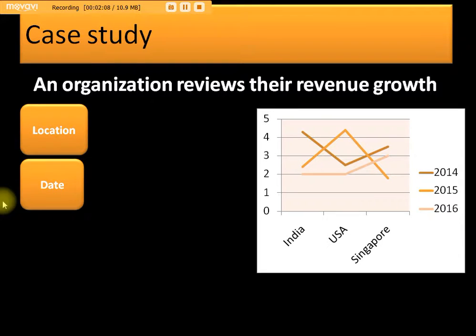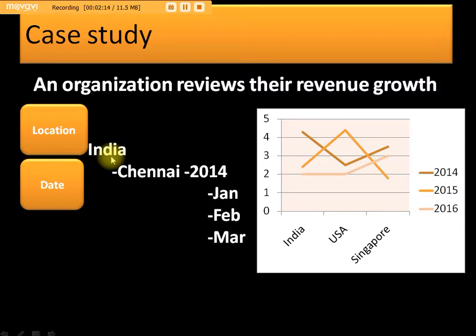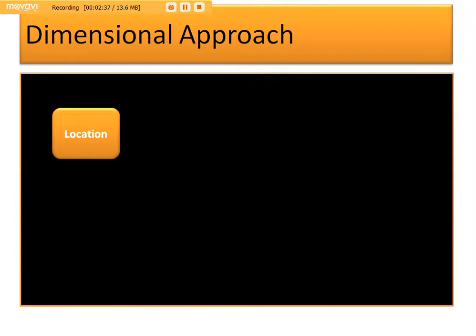Next, when you combine the location and the date dimensions, within India, for Chennai city and the year 2014, what is my revenue for January, February, and March? These hierarchical informations we can work with along with the dimensions. Dimensions play major roles in creating more reports as well as in data mining.